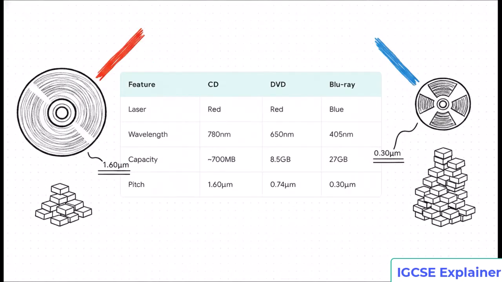Take a second to digest these specs, but notice the track pitch specifically. That's the distance between the spirals of data. On a CD, the track pitch was 1.60 micrometers. By the time we get to the blue laser of the Blu-ray, that track pitch has shrunk all the way down to an incredibly dense 0.30 micrometers. That right there is how you get 27 gigabytes of data onto a piece of plastic the exact same size as a 700 megabyte CD.